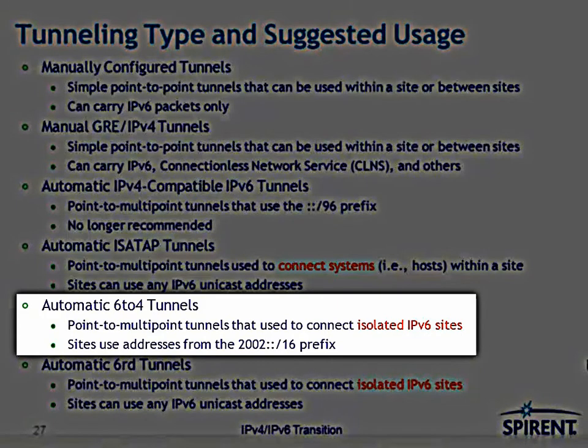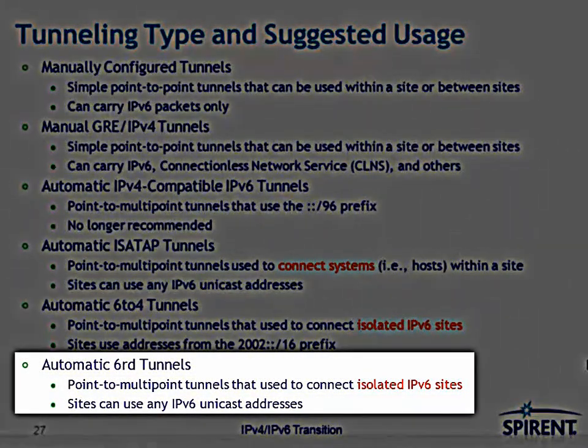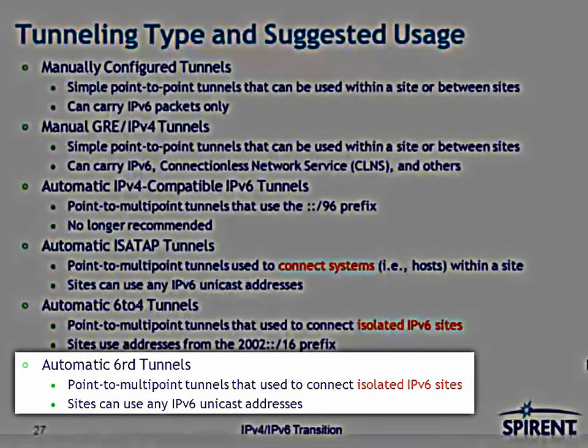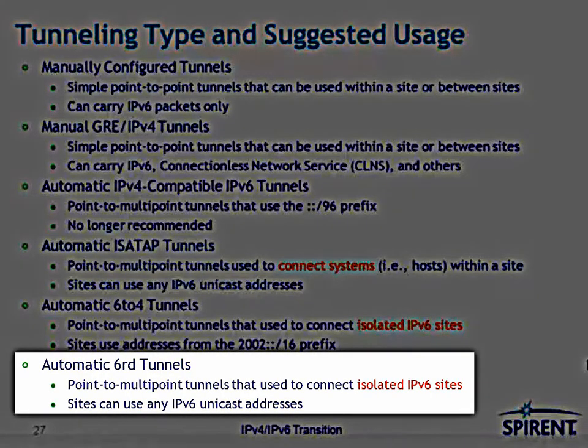The original form of tunneling isolated IPv6 sites across an IPv4 network was the automatic 6-to-4 tunnel. And as I mentioned earlier, sites use the address prefix of 2002::. But automatic 6-to-4 tunnels are being replaced by automatic 6RD tunnels, and that allows the sites to use any IPv6 unicast address as opposed to the 2002 prefix.